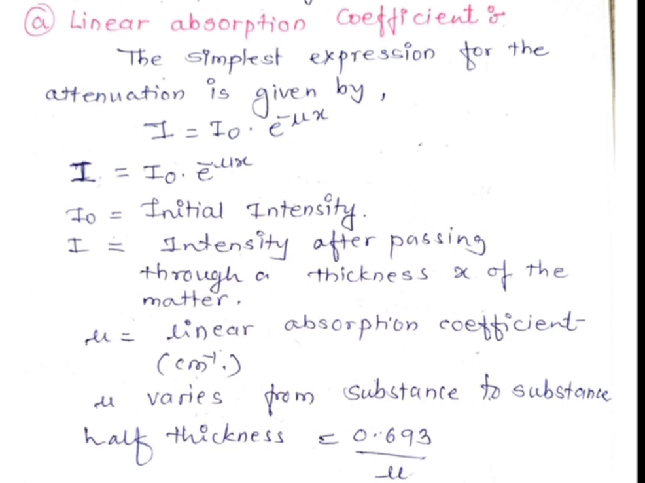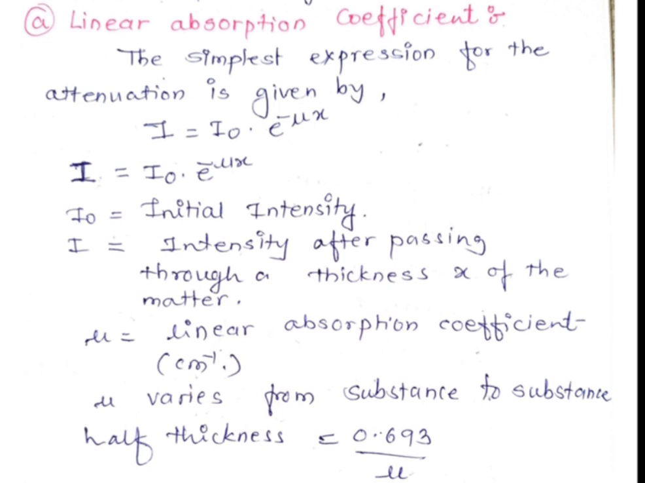As we know, we have a sample whose thickness is, suppose, x. We have initially bombarded I0 intensity of light on the matter, and the light which passes through that matter is calculated, that is capital I. So mu is the linear absorption coefficient, and its unit is per centimeter. And this mu varies from substance to substance.